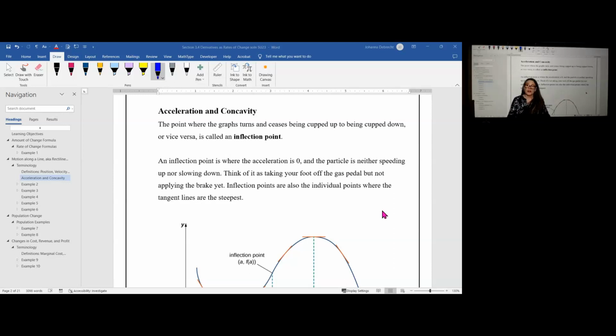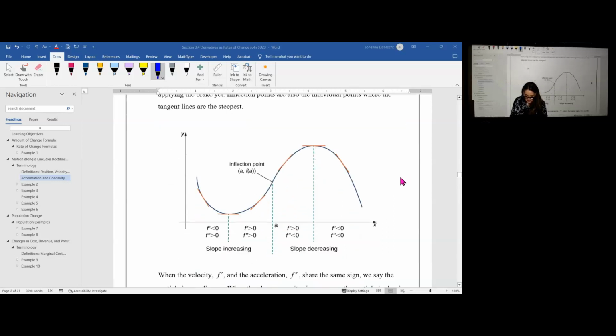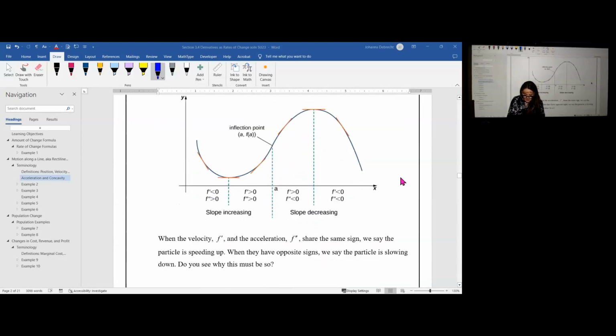The point where the graph turns and stops being cupped up to being cupped down, or vice versa, is called an inflection point. An inflection point is where the acceleration is zero and the car or the particle is neither accelerating nor decelerating. In a sense, it's coasting. Let's take a look at this graph right here.